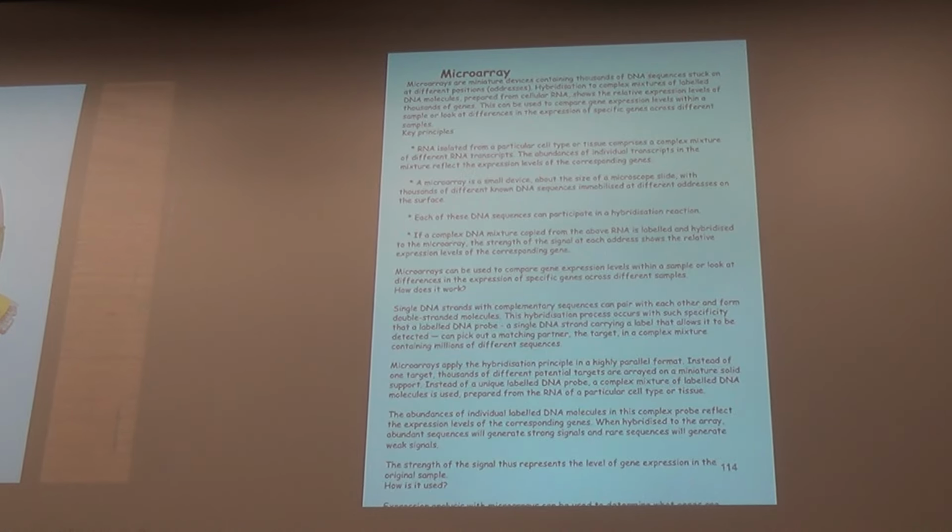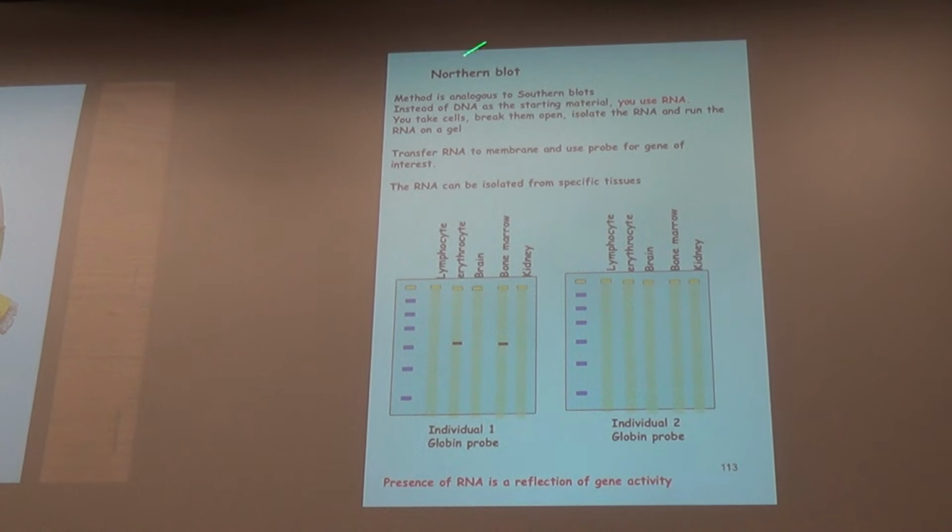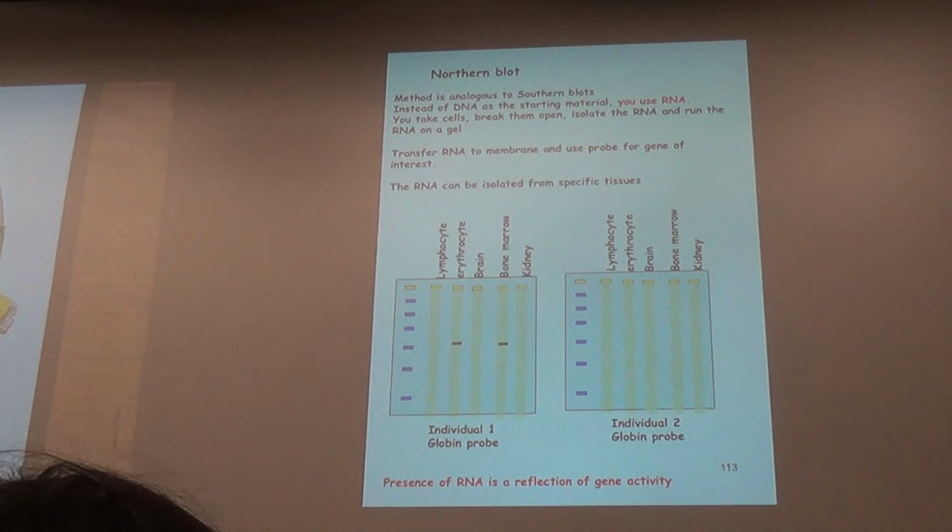So this is known as a Northern blot. The key thing to remember is that in Northern blots, you're analyzing RNA. In Southern blots, you're analyzing DNA that has been digested with a restriction enzyme. That's the difference between the three blotting systems. Otherwise, it's exactly the same model system.